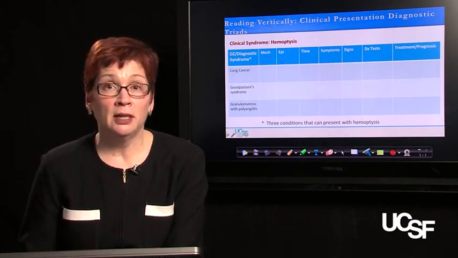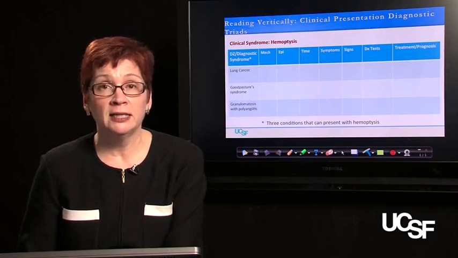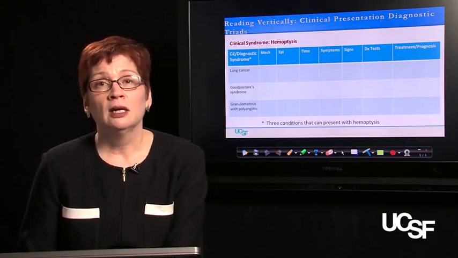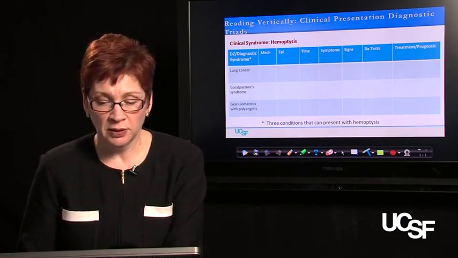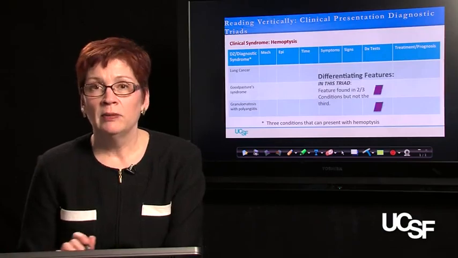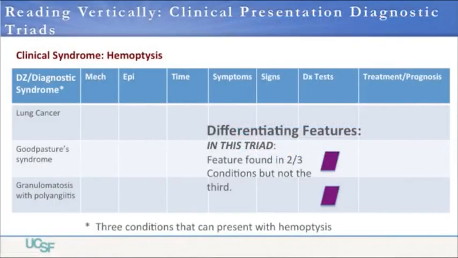Now, it's also going to help to identify the key and differentiating features that should be a core element of these disease illness scripts. Now, remember, a differentiating feature is, within a given clinical presentation diagnostic triad, a feature that can be found in 2 out of 3 conditions, but not in the 3rd.